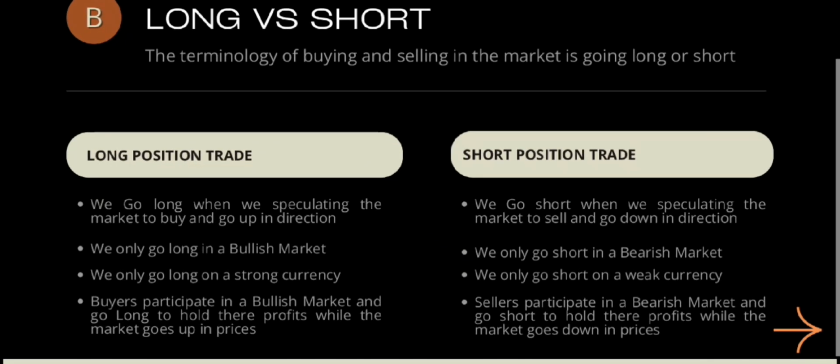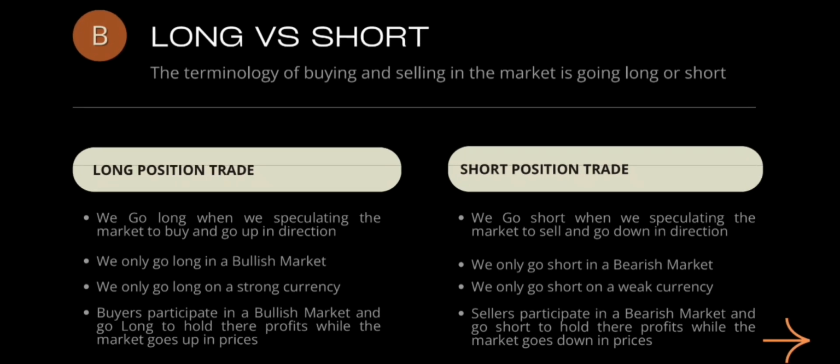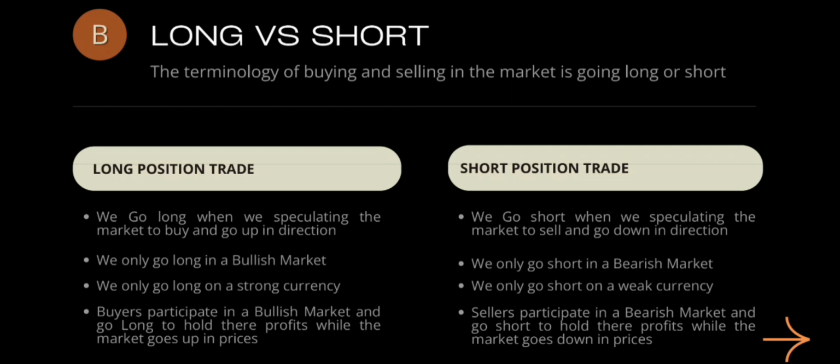Long versus short. Okay. So the terminology of buying and selling in the market is going long or short. This is just terminology information. A long position trade: we go long when we're speculating the market to go up in direction. We only go long in a bullish market. Please note that. And we only go long on a strong currency. Buyers participate in a bullish market and go long to hold their positions and profit while the market goes up in price. If that made sense, okay? I just hope you understand.